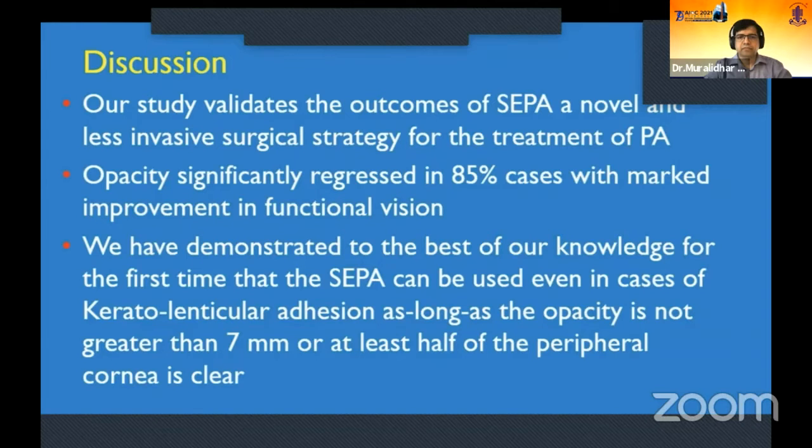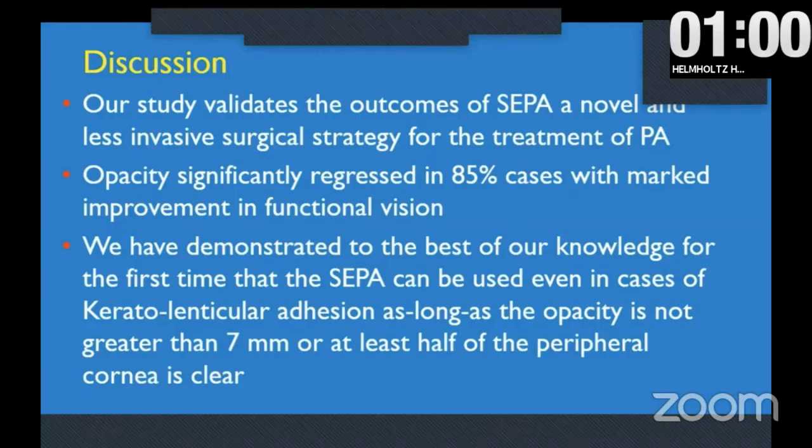It's a novel, less invasive surgical strategy for the treatment of Peters. In 85% of the cases, opacity is significantly cleared with a marked improvement in visual function. We've also demonstrated, to the best of our knowledge for the first time, that SEPA can be used even in cases with a severe form of keratolenticular adhesion, as long as the central corneal opacity is no more than 7 millimeters, or at least half of the peripheral cornea has remained clear.